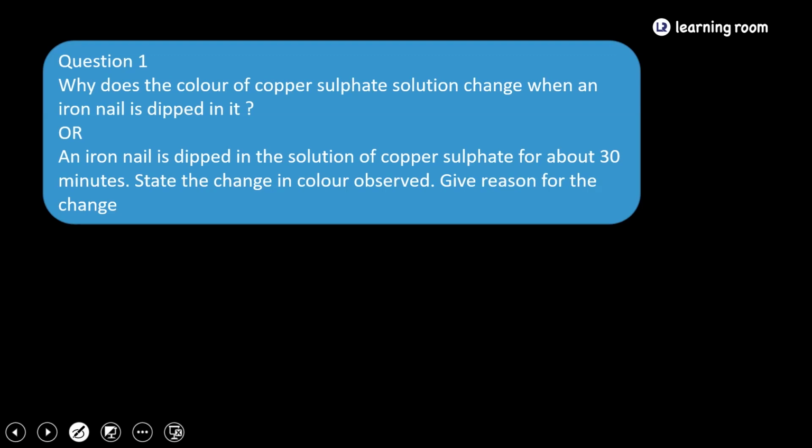An iron nail is dipped in the solution of copper sulfate for about 30 minutes. State the change in the color observed. Give the reason for the change. What is the reason for the change?